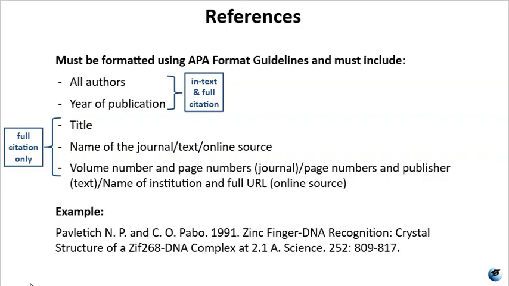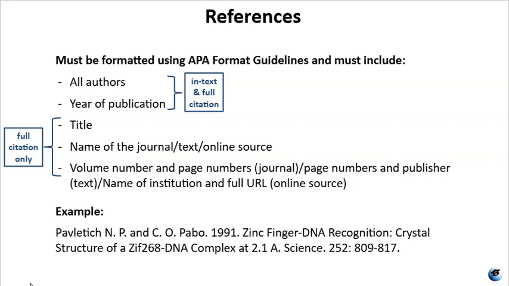All sources that you use in your lab report must be cited properly in APA format. And this means that each reference needs to include the author, year of publication, title of the work, and source details, whether it's a textbook, journal, online database, website, video, whatever it is. And then there's two types of citations. You have in-text citations and full citations.